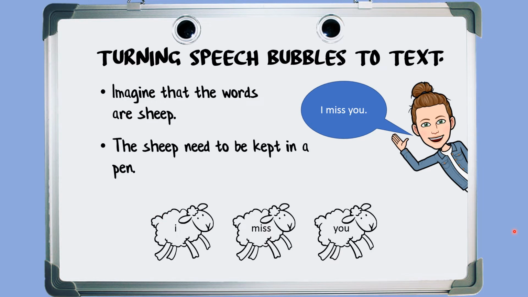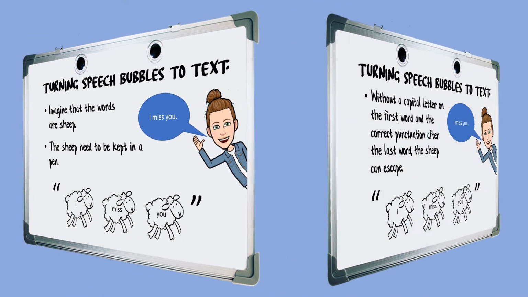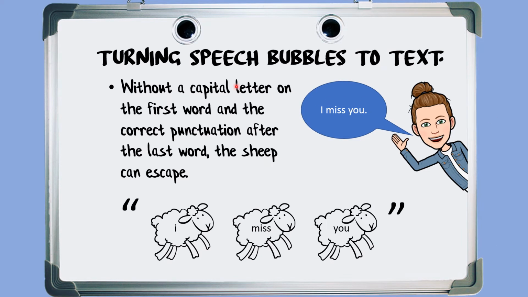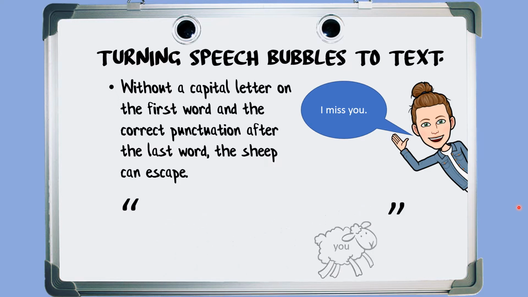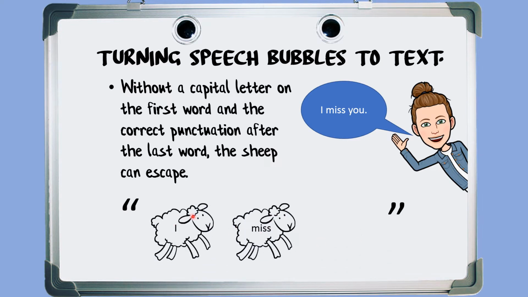You then need to imagine that the sheep need to be kept in a pen. And for the purpose of direct speech, your pen is your inverted commas. In order to turn speech bubbles to text, you need to ensure that your first word starts with a capital letter. If you do not have that capital letter on the first word, or the correct punctuation on your last word, your sheep can escape from their pen. See, off they go. So you need to ensure that you capitalize the first word, which I have done. I is now a capital letter. And you need to add the correct punctuation to the last one. For this example, I'm putting a full stop, and you'll see why now.